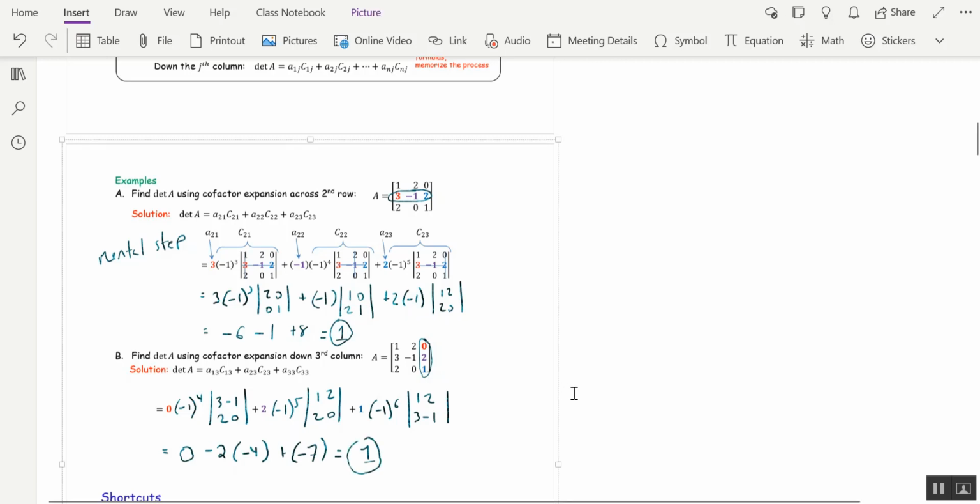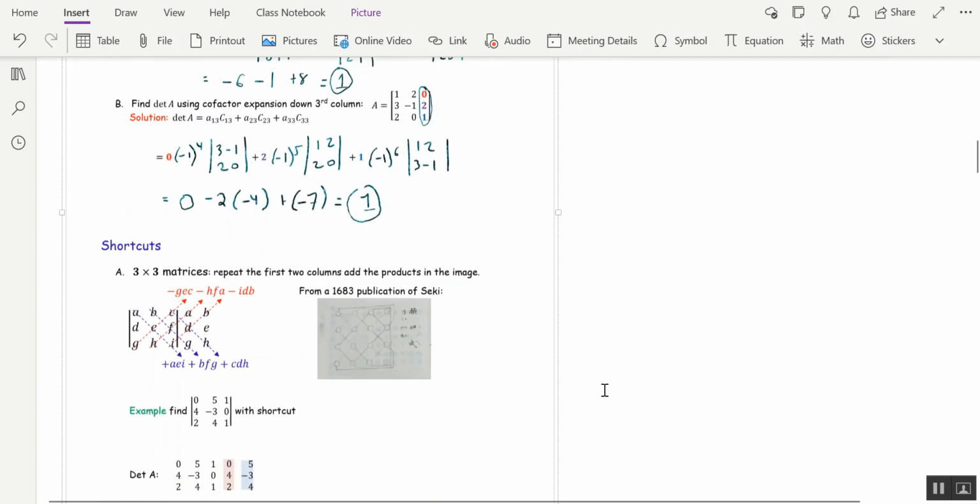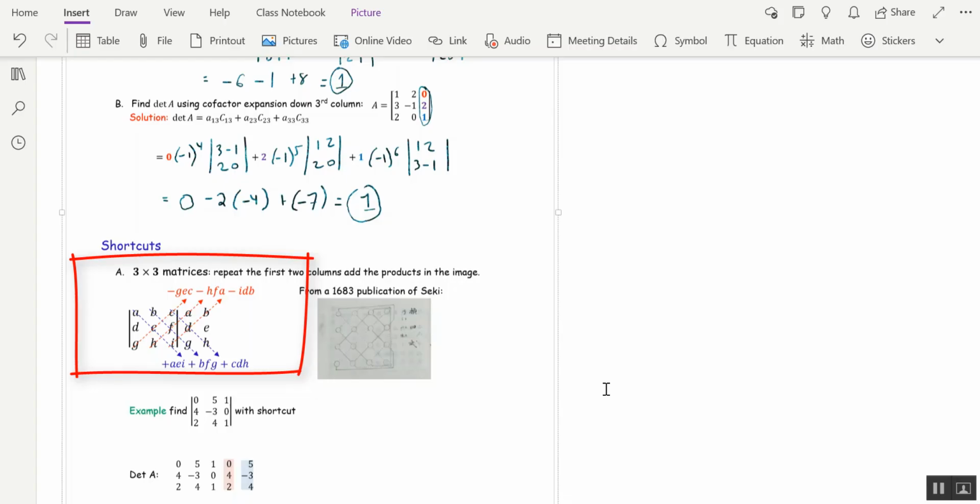Okay, a couple of shortcuts. One isn't really a shortcut. Personally, I detest this method that I'm going to show you because it's gimmicky, it's easy to make a mistake, and it only works for 3x3 matrices. However, the process does have some historical context, so I'm going to include it here.